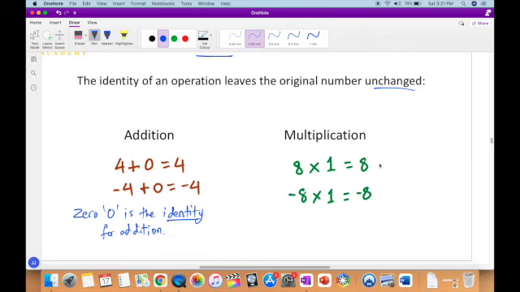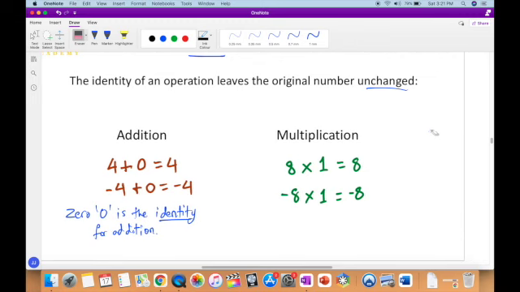So there is an identity for multiplication, and it's not 0, because remember, if I take 8 times 0, the answer is 0, so I definitely changed the 8. Yeah? But if I take 8 and multiply by 1, well, that doesn't do anything. The 8 remains unchanged. If I take negative 8 and multiply it by 1, or even divide it by 1, it remains unchanged. So, for multiplication, 1 is the identity for multiplication.